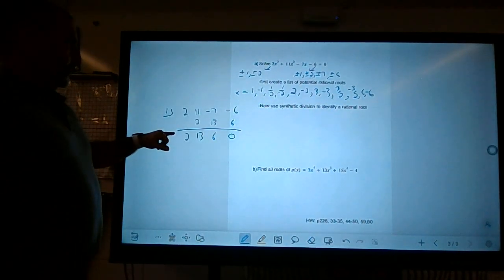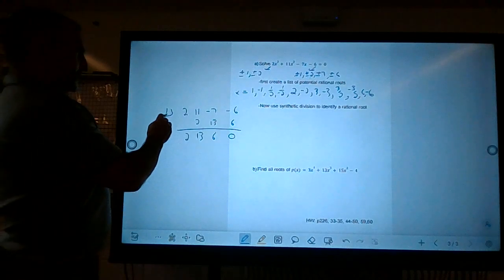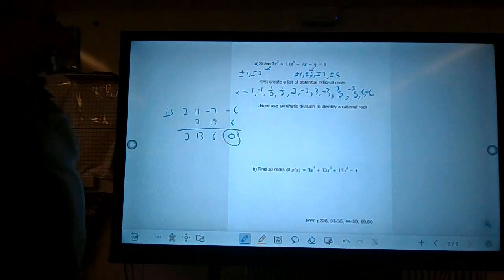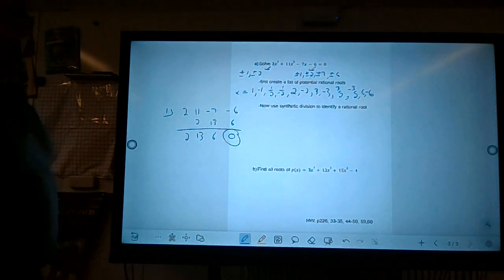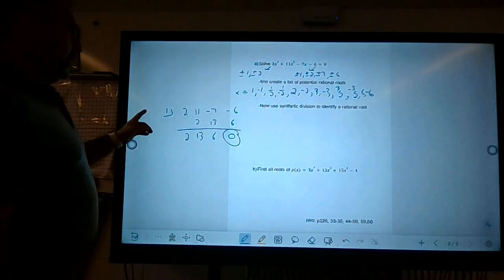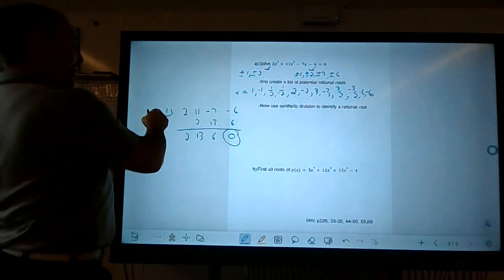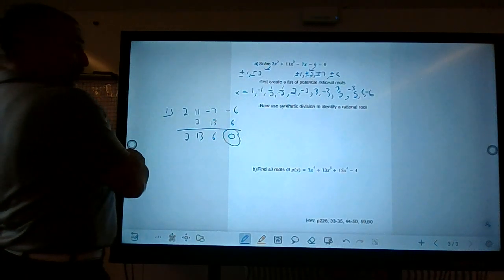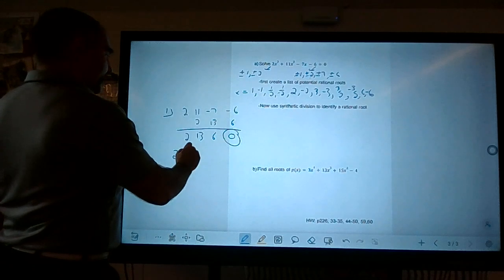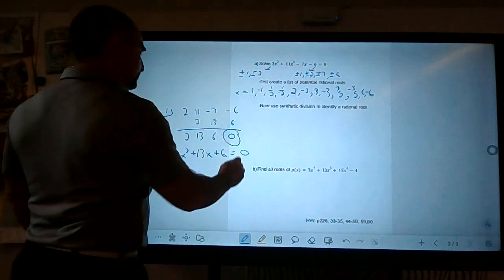All right, while I was gone, I did this quick synthetic division. As I did the synthetic division, I'm looking for this right here. If that's a 0, that means that one worked. That's a root. So what happened here was I took this equation, divided it by x minus 1, and it came out with this equation: 2x squared plus 13x plus 6 equals 0.